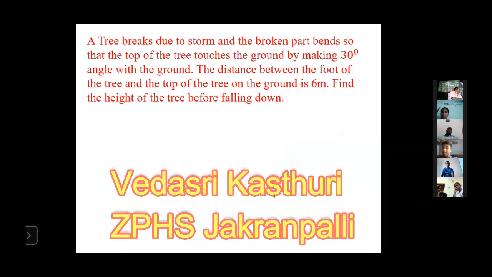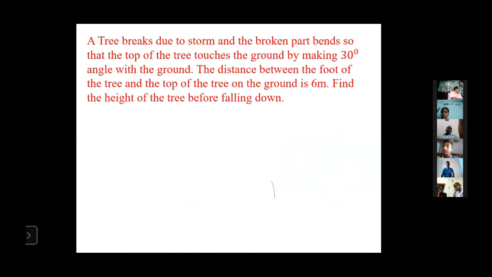A tree breaks due to a storm and the broken part bends so that the top of the tree touches the ground, making a 30 degree angle with the ground. The distance between the foot of the tree and the top of the tree on the ground is 6 meters. Find the height of the tree before falling down.